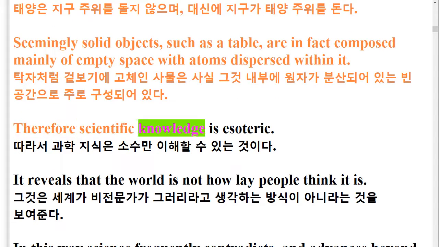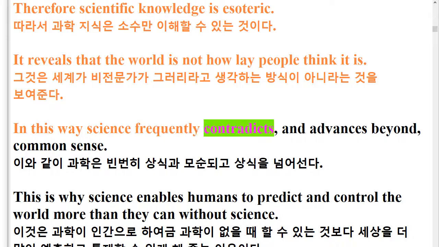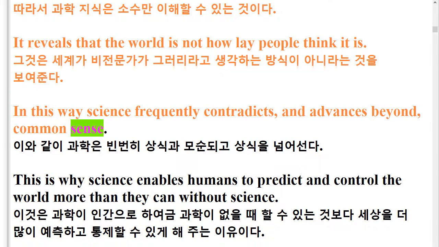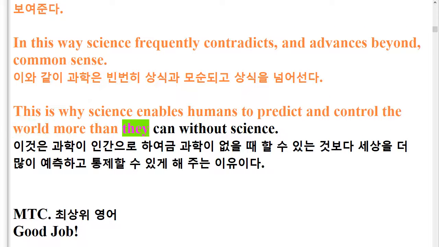Therefore scientific knowledge is esoteric. It reveals that the world is not how lay people think it is. In this way science frequently contradicts, and advances beyond, common sense. This is why science enables humans to predict and control the world more than they can without science.